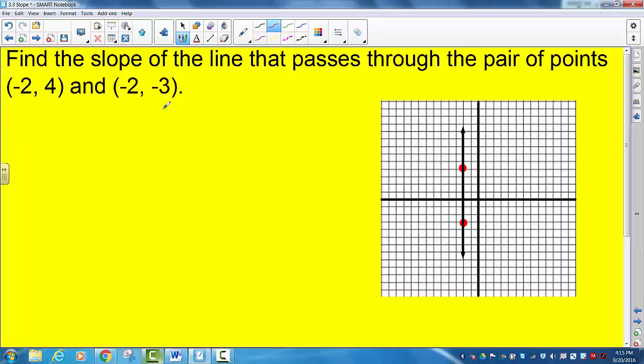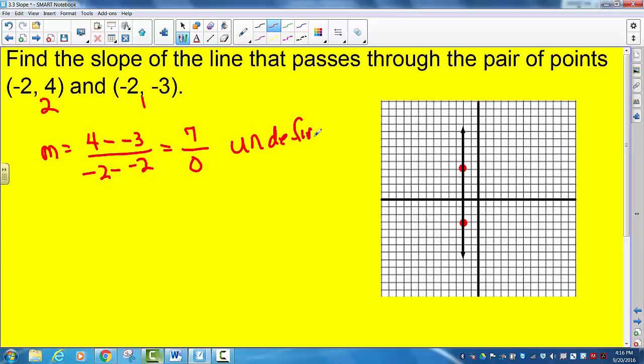Alright, find the slope of the line that passes through the pair of points -2, 4, and -2, -3. So we try this and we go slope equals, let's do this, 2 and 1. 4 minus a -3 over -2 minus a -2 equals 7 over 0. Now, what do you know about division by 0? Division by 0 is undefined. That's because you can't do it.